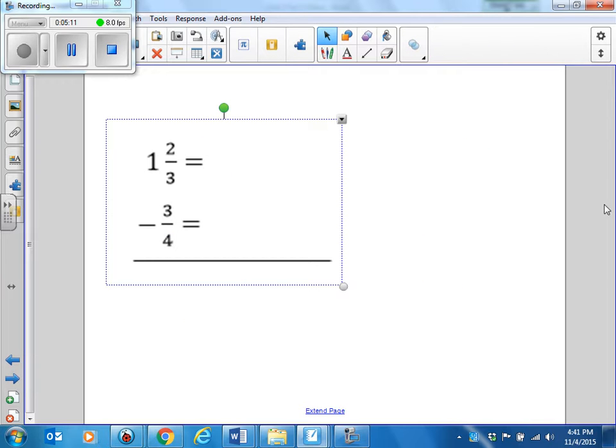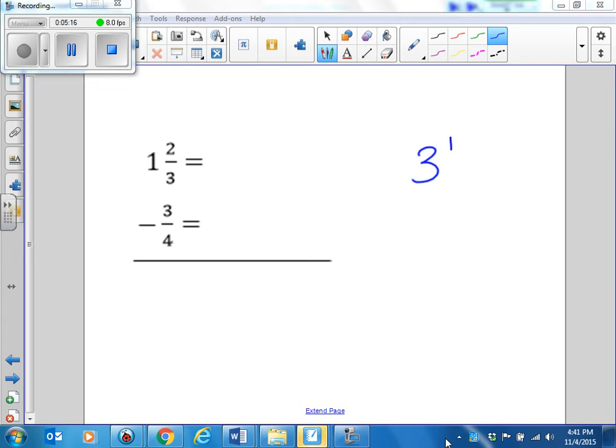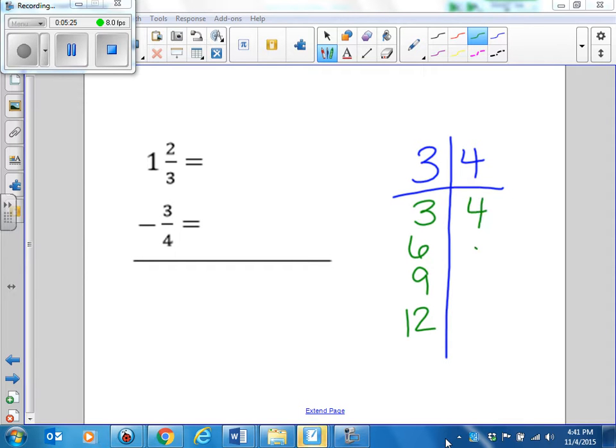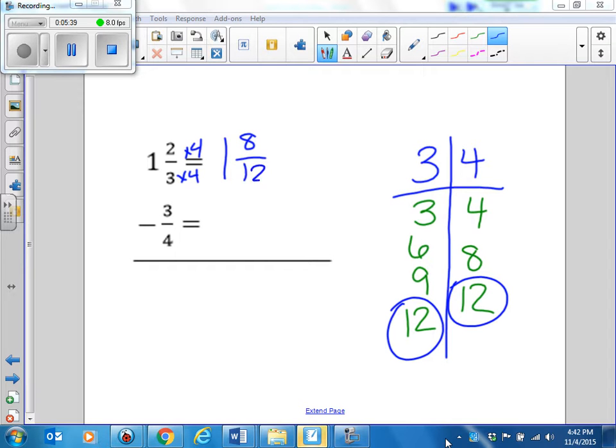Let's go ahead and look at another example here. Again, I'm going to start with my T-chart. So I have 3, and I have 4. I'm going to find the multiples of each of them. So I have 3, 6, 9, 12, and 4, 8, 12. And I have my least common denominator, it's 12. So I'm going to multiply my first fraction by 4, and I end up with 1 and 8/12. And then the next one I'm going to multiply by 3, and I end up with 9/12.